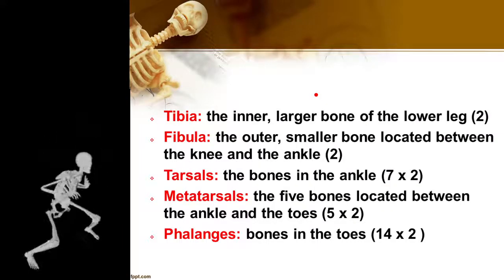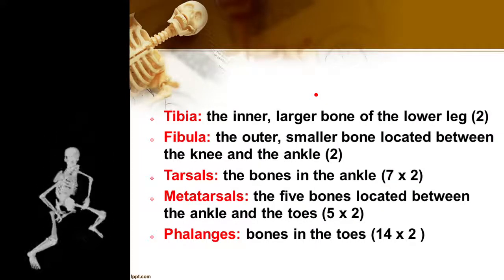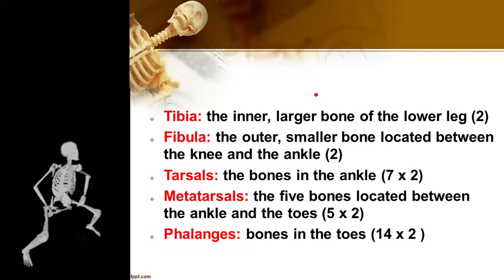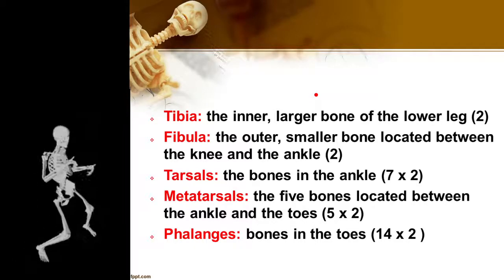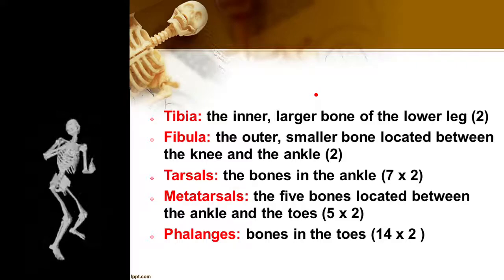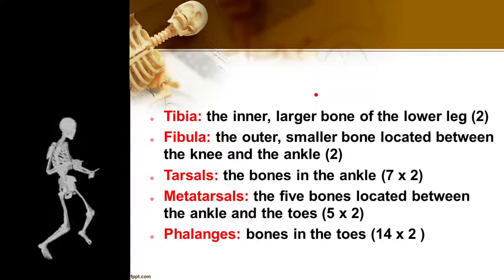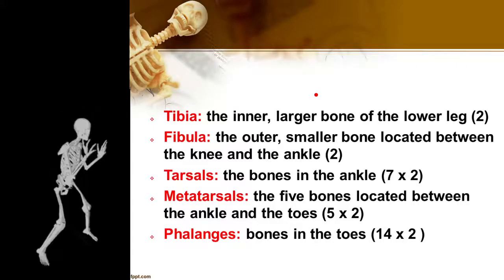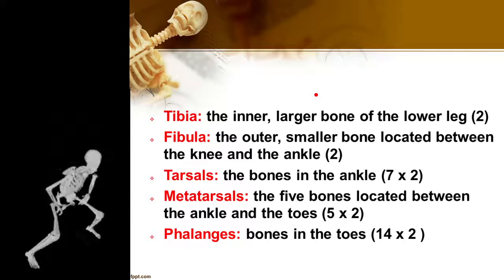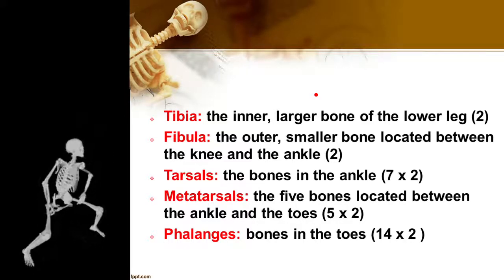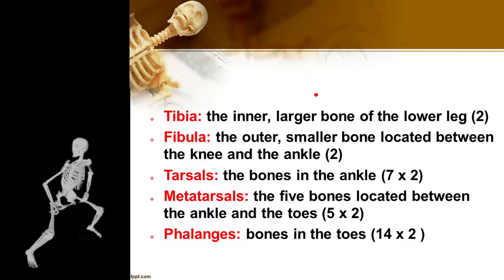We have the tibia or the inner, larger bone of the lower leg. The fibula, the outer smaller bone located between the knee and the ankle. The tarsals or the bones in the ankle. The metatarsals, the 5 bones located between the ankle and the toes. And the phalanges or the bones in the toes.